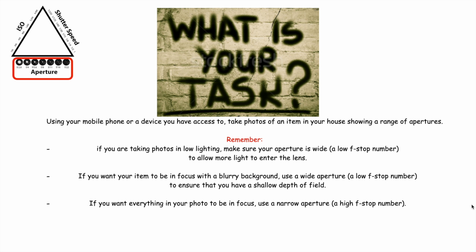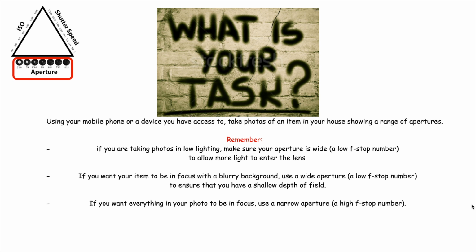If you want your item to be in focus with a blurry background, use a wide aperture. So again, it's another low f-stop number. So that means that you're going to have a shallow depth of field, which means that the item at the front of your photo is going to be in focus, but everything else behind it is going to be blurred.